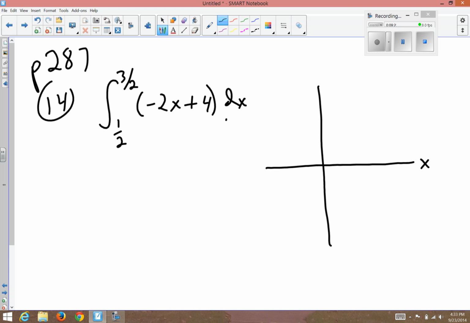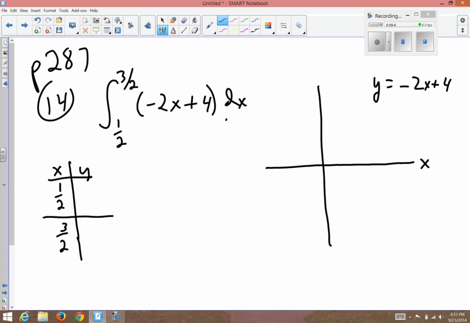And we are going to graph y equals the integrand, y equals -2x plus 4, which I hope we know is a line. To graph a line, I can make a table. I know I'm going to start at 1/2 because that's at the bottom of the integral symbol. And I have to go up to 3/2.